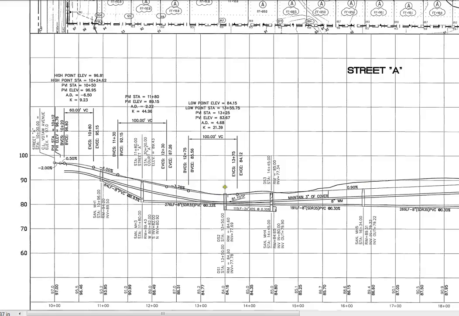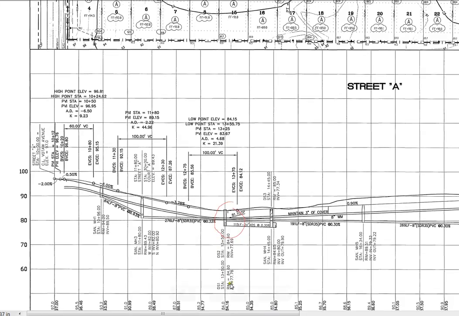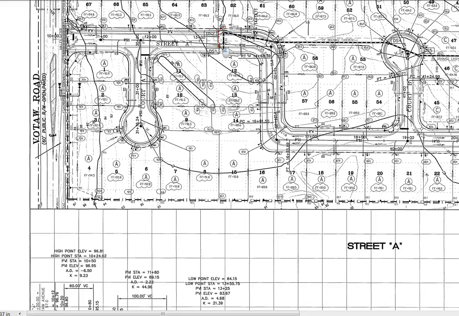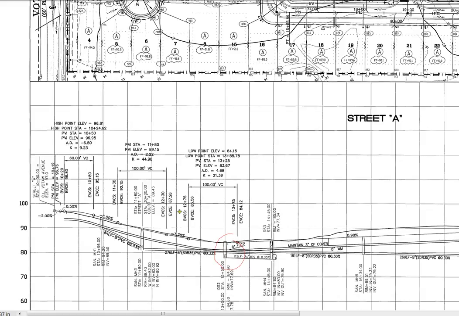So the absolute low point, if I drew on this, the absolute low point would be right here. That corresponds to station 13 plus 50. If I look up here, station 13 plus 50 is where those inlets are. So that's how I knew that water is going to travel down the street on both sides and into the inlets.